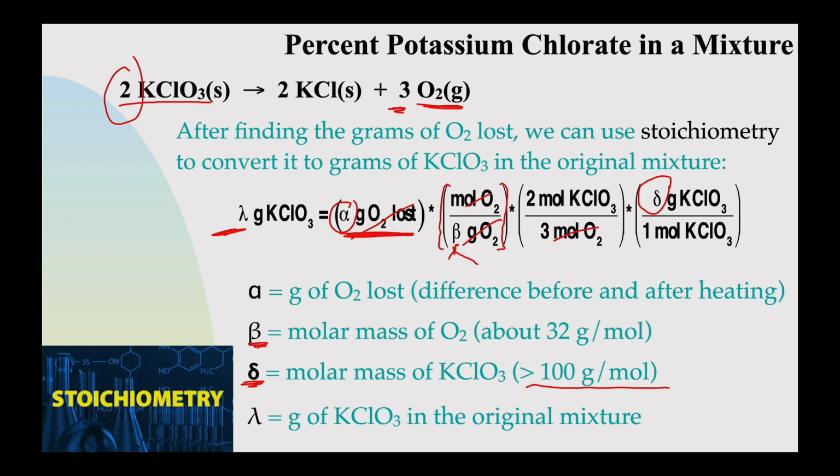And then this thing, the lambda here, that's what you're trying to solve for. You want to get the grams of the potassium chlorate in the original mixture. Most of the time, this number you're solving for is going to be about a gram. It's not going to be a big number, sometimes even 0.5 grams. It depends on how much potassium chlorate you had in your original sample.